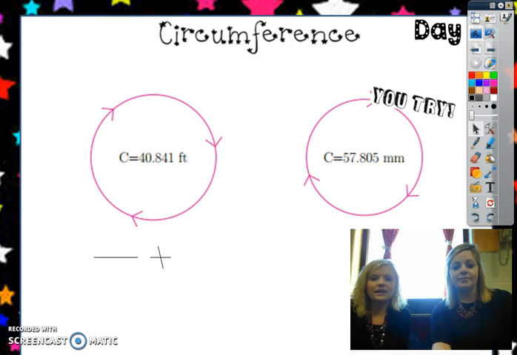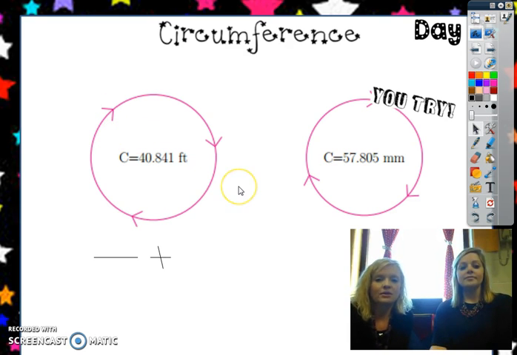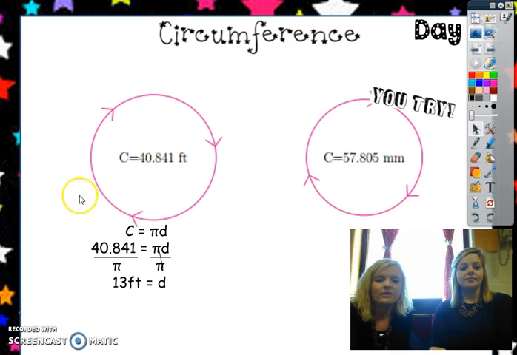Alright, so yesterday we learned how to solve for the circumference. You were given the diameter, we multiplied by pi to find circumference. If you were given the radius, we multiplied by 2 to find circumference. Today we're going to work backwards. We're going to be given the circumference and we're going to find the missing part, kind of like we did with angles. So we're finding the missing variable of our formula.